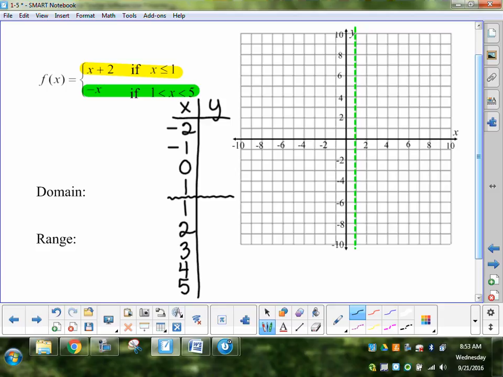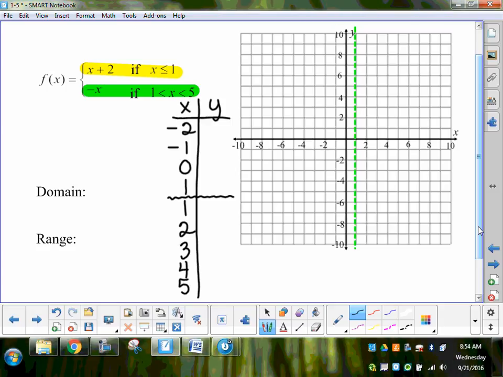Can anybody tell me why I would stop at 5 in this example? Yeah, look at the directions for when you're graphing the green. It's from -1 to 5. So I'd include 1 to 5. Now, let's plug in -2, and this again, I love. We should not need our calculators for this class.